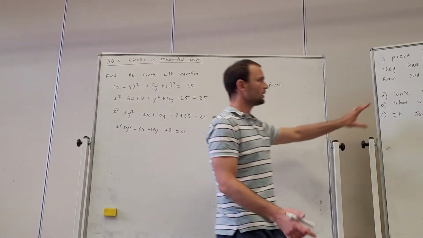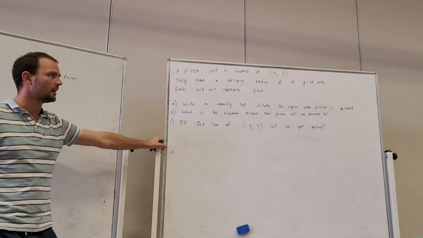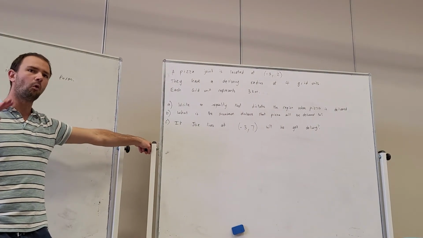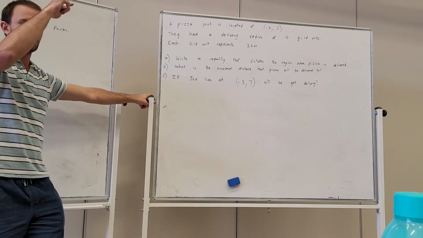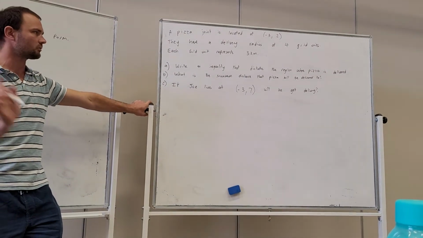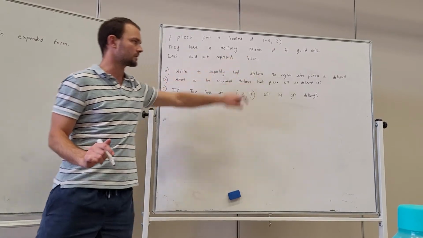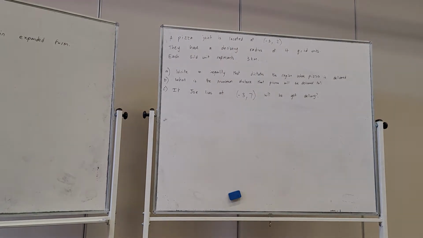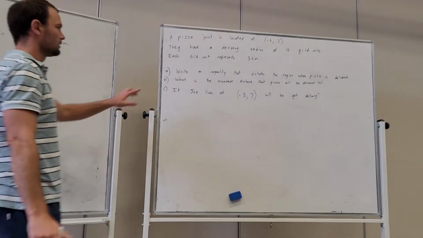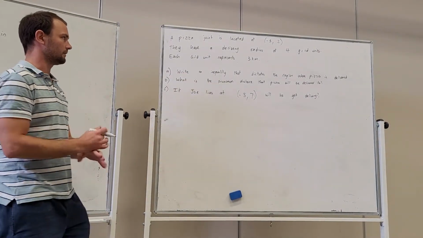So we've got a pizza joint located at x is minus 3, y is positive 2. And they have a delivery radius of 4 grid units. Okay, so on the Cartesian plane, they're willing to travel 4 grid units in each direction, where each grid unit represents 3 kilometres. Now, for the purposes of these questions, just keep everything in terms of grid units, unless asked otherwise. So, write an inequality that dictates the region where pizza is delivered.